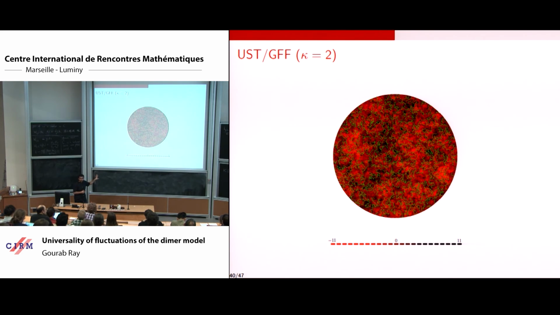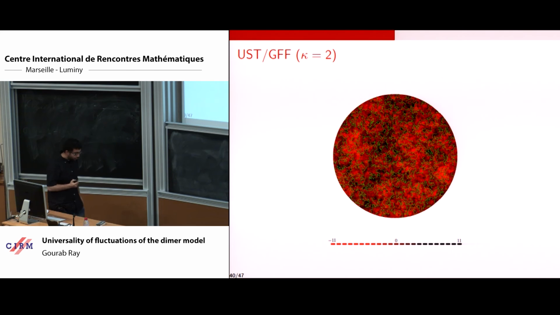This is exactly the coupling which is described also in imaginary geometry. So this winding field and spanning tree coupling is exactly the imaginary geometry coupling also. Okay? So how do we prove the uniqueness?